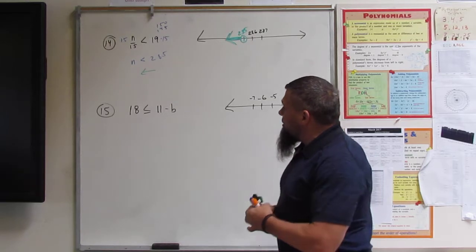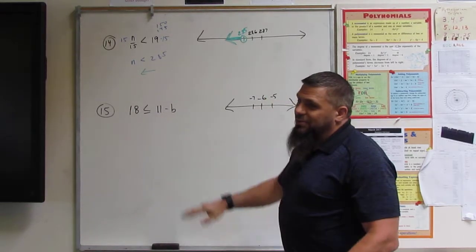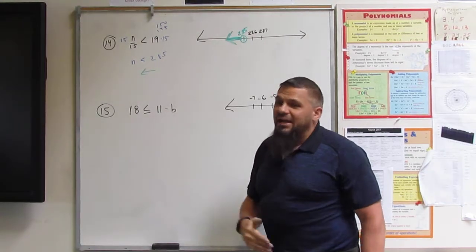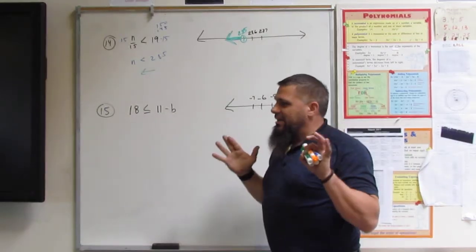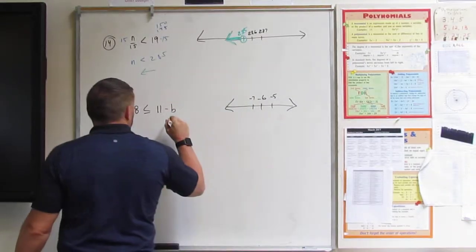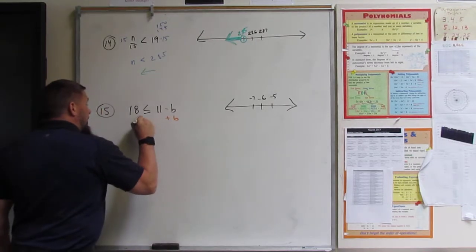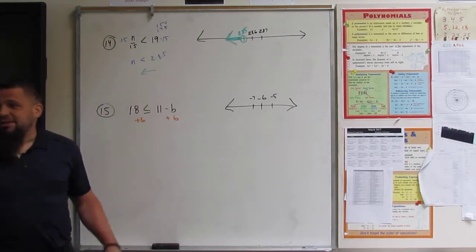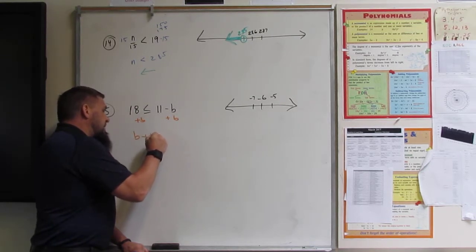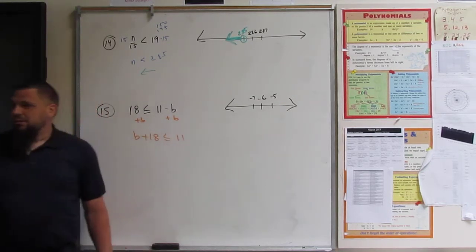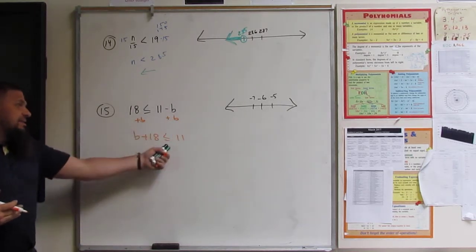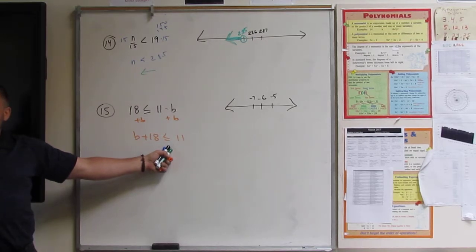Now, we'll do this one. This one's a little harder because it has a negative b. And when you divide by a negative, you flip the sign, but I don't like to do that. So what I'm going to do is move the b. I'm going to say plus b and plus b, so that makes it a positive. So now I have b plus 18 is less than or equal to 11. I moved the b over. In essence, I flipped the sign. You see how I did that?